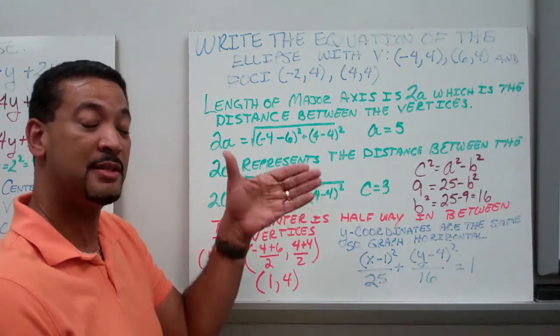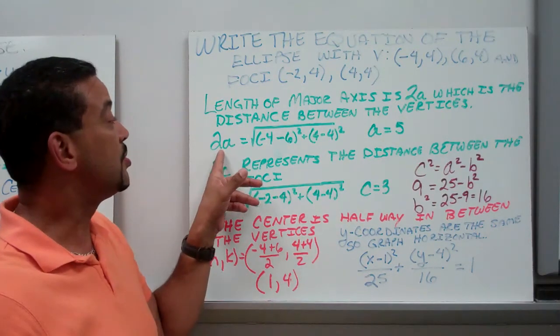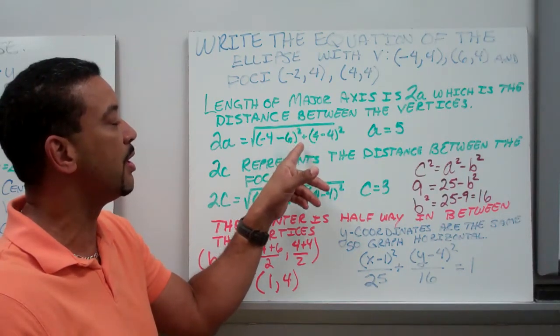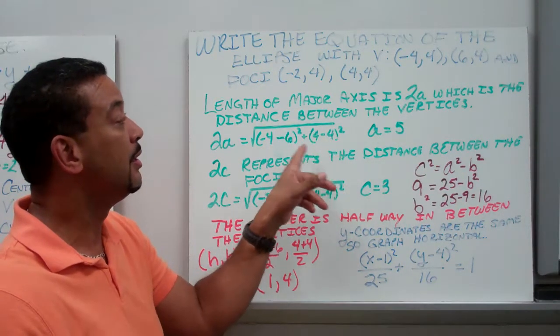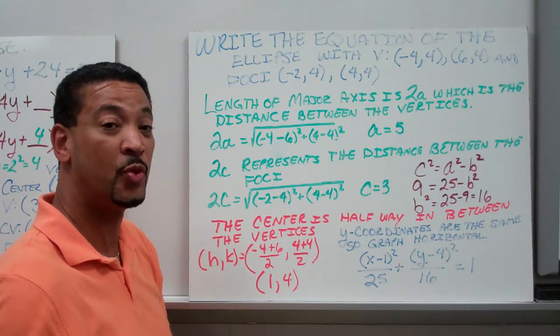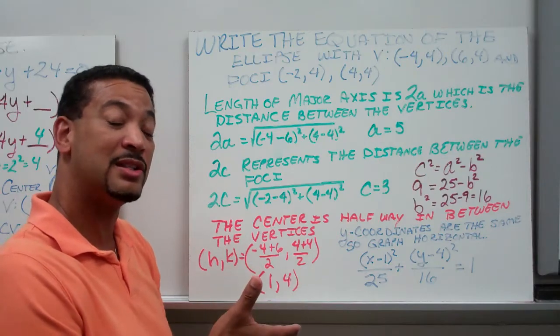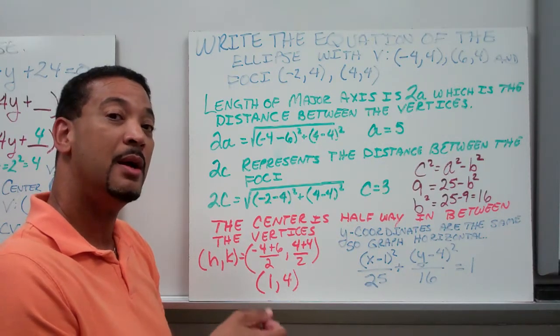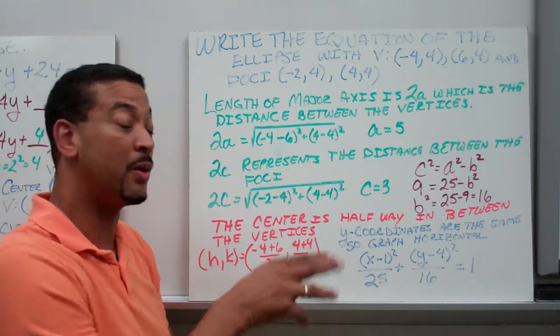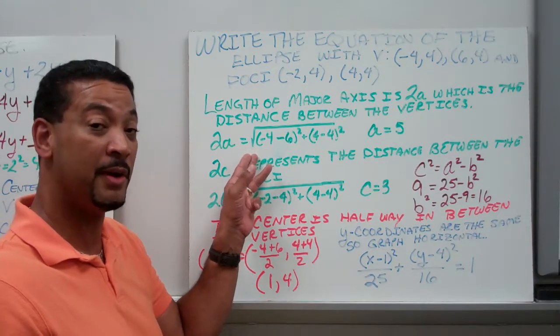Your major axis is the distance between the two vertices. So 2a is equal to the square root of (-4 minus 6) squared plus (4 minus 4) squared. You work all that, you're going to get a is equal to 5. Now you should remember your distance formula: the square root of (x1 minus x2) squared plus (y1 minus y2) squared. That's where this came from.